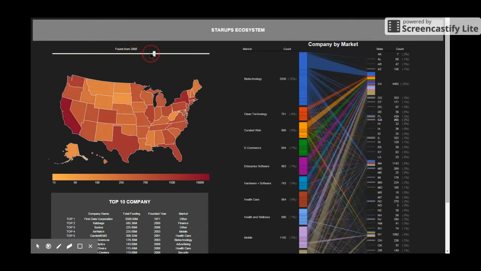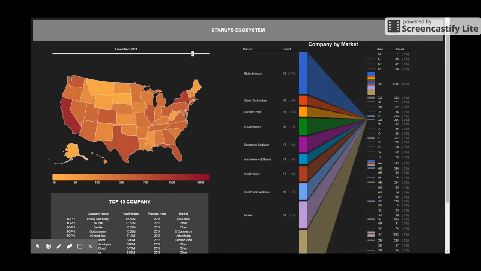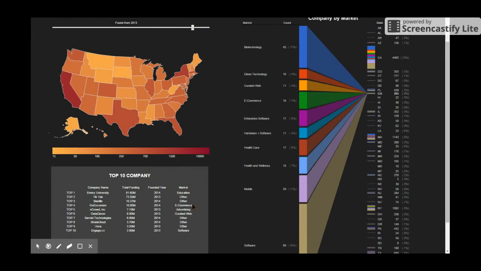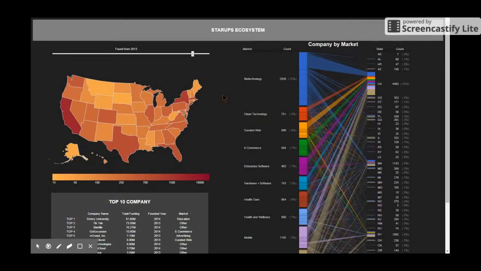By sliding it, we can filter the data by the company's founded year, and the map will reflect the result. Then, we can still update the top 10 companies after sliding the bar since we have a different range of time selected.